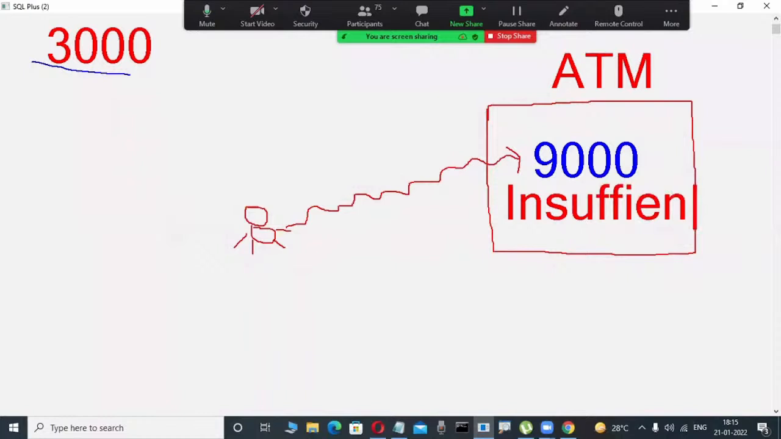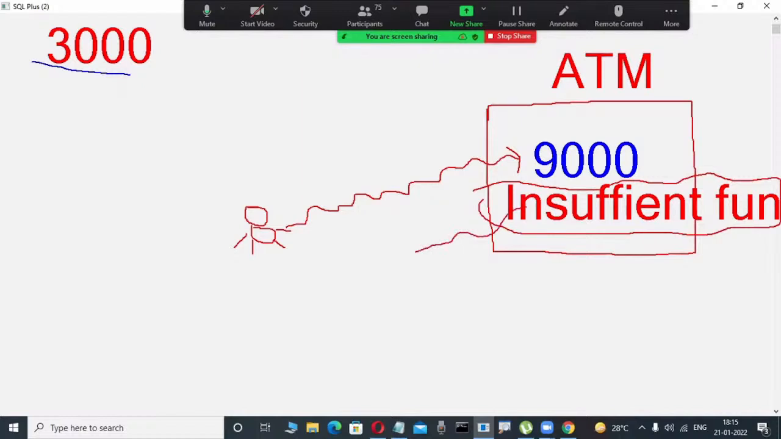Why? Because here your balance is low, 3,000, but you are trying to withdraw more than 3,000, that is 9,000, 8,000, 7,000 like that. How is it possible? In that case only, an insufficient funds message will be displayed. But how is this message possible?